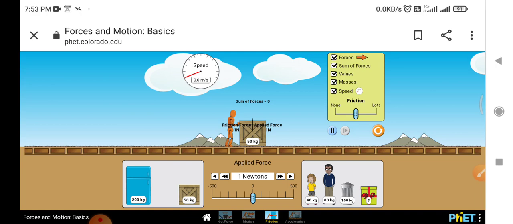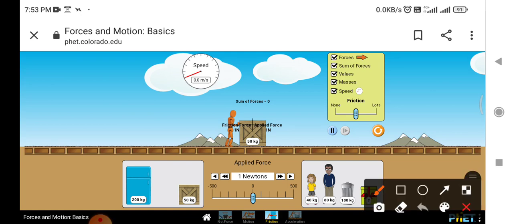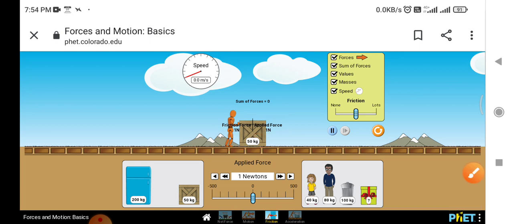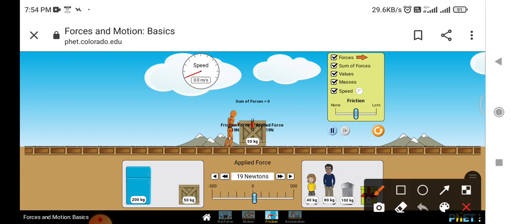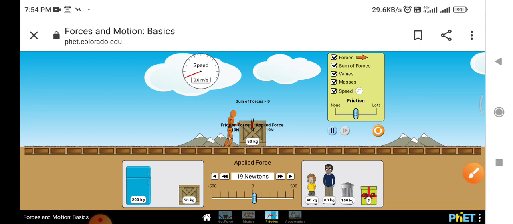Now I applied the force. This is the applied force direction. There are two terms that appear here: one is the frictional force and the other is the applied force. This is the applied force direction, this is the frictional force direction. So 1 Newton of applied force. See that when I am increasing the applied force, the frictional force also increases. See here, 90 Newton, 90 Newton.